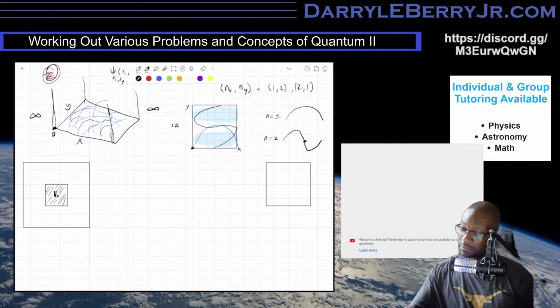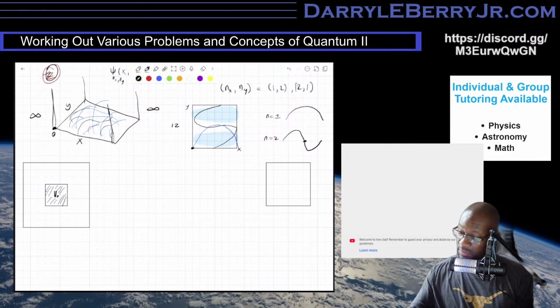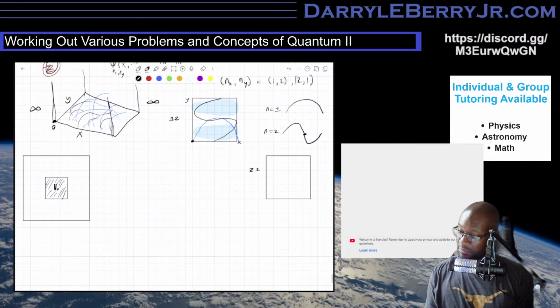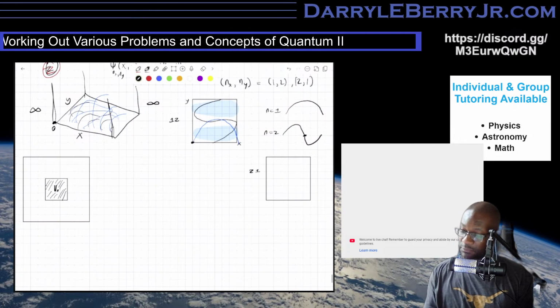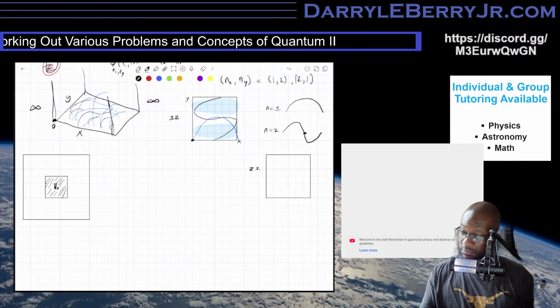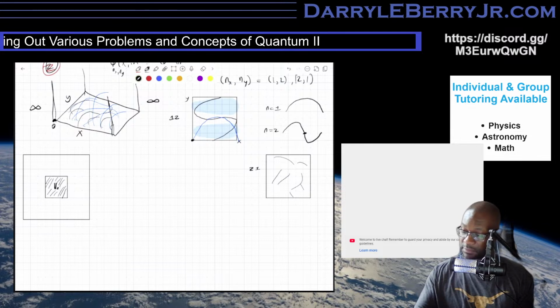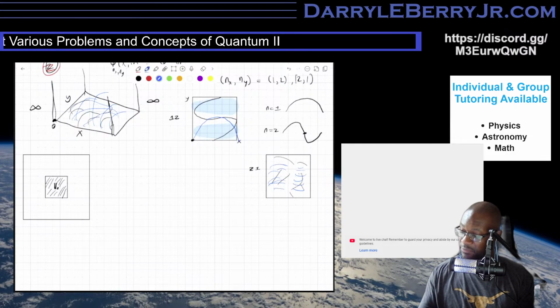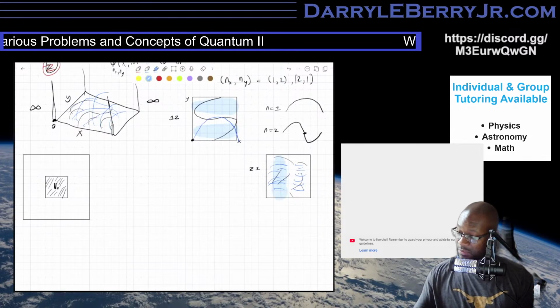And for n equals 2, y equals 1, it would be the same thing. Where now y would fill up the full box, and x will have one part coming over, one part coming under, a node in the middle. So it'll look like this.